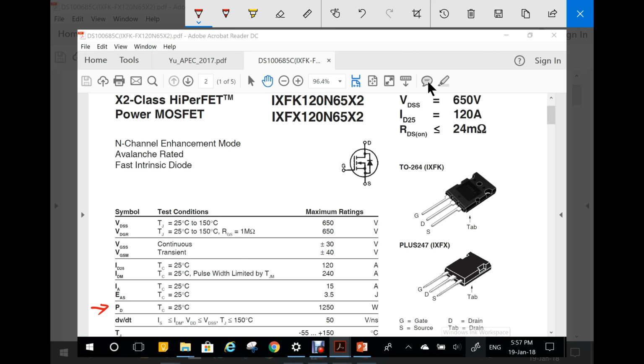It says that this device can dissipate 1,250 watts, 1.25 kilowatts. Wow, that's really very nice. But there is a catch here, and this is something that is sometimes, I'd say many times, overlooked. The catch is that it says, well, you can do that provided that the temperature of the case will be 25 degrees centigrade. Okay, so what does this mean?